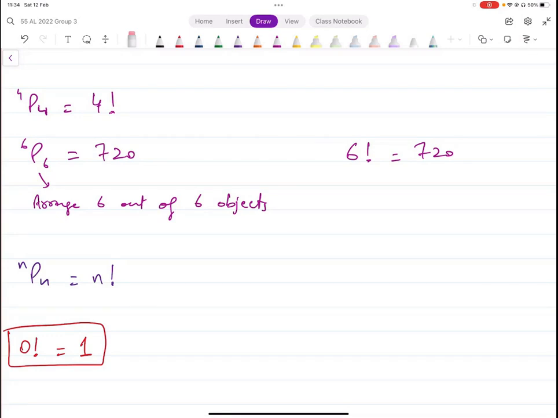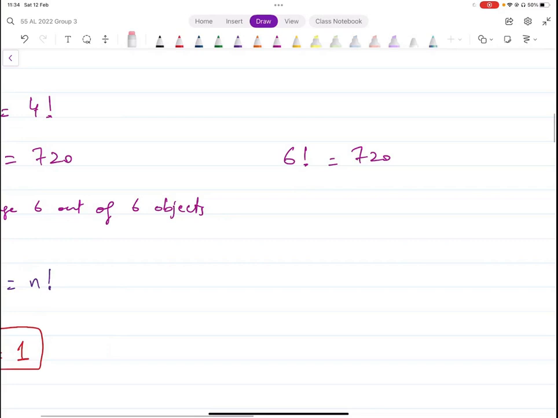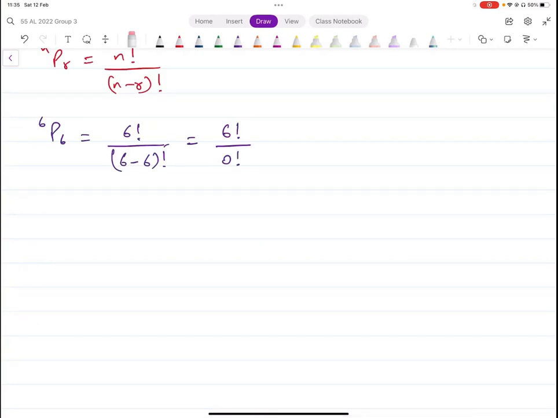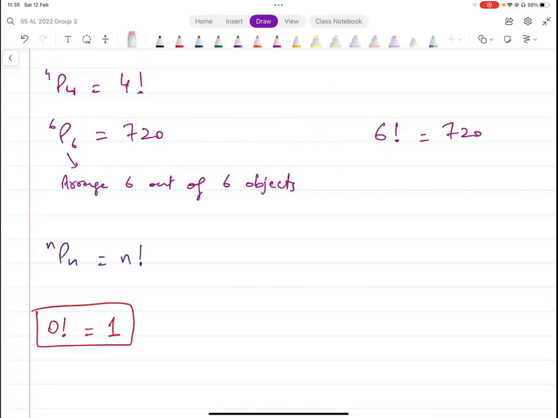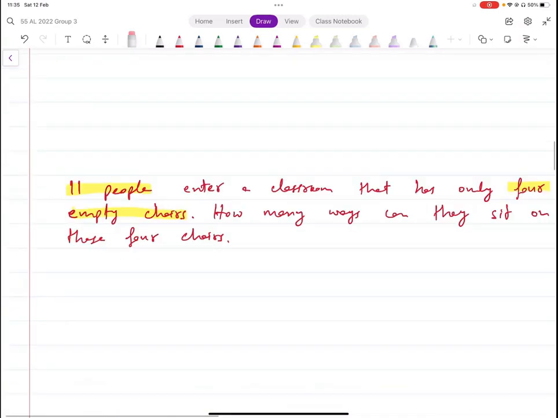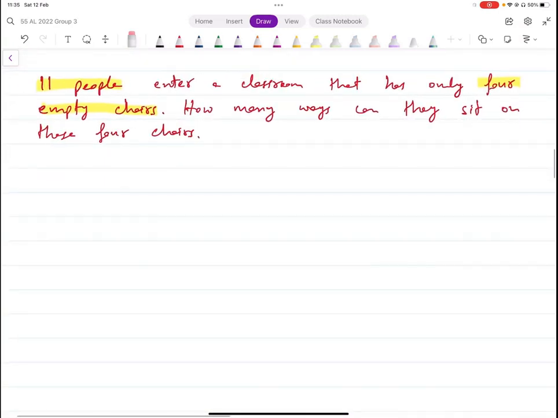But it doesn't fit the standard definition of factorials, which applies to positive numbers. So once you understand this, then this makes sense. 0 factorial will be 1 there. Is that okay? Any problem with this? So this is the permutation notation that we need to understand now. nPr, you can evaluate it this way. Let's try an example.